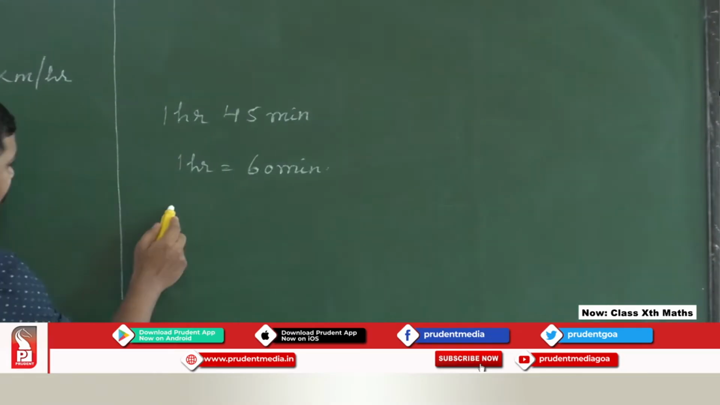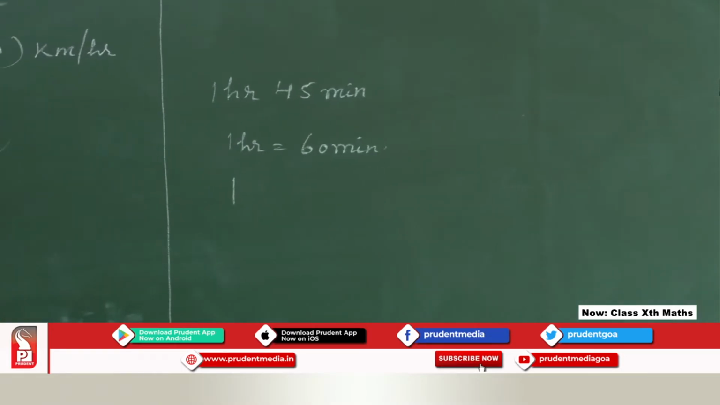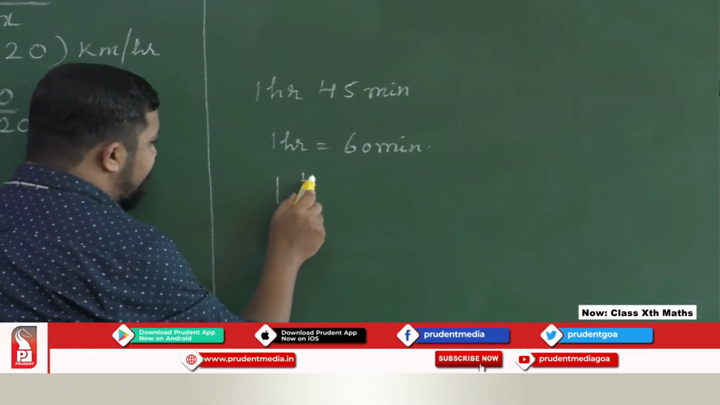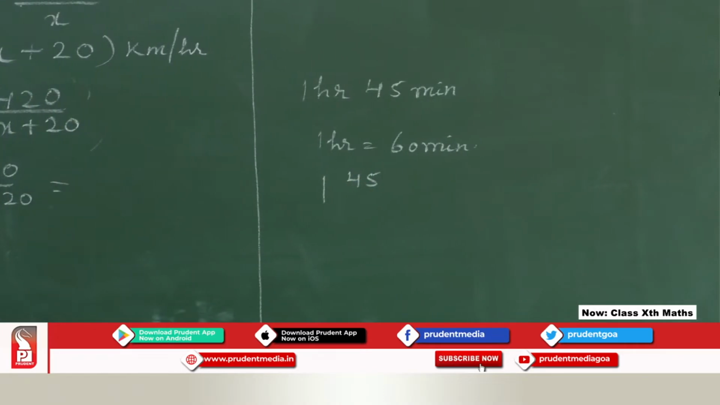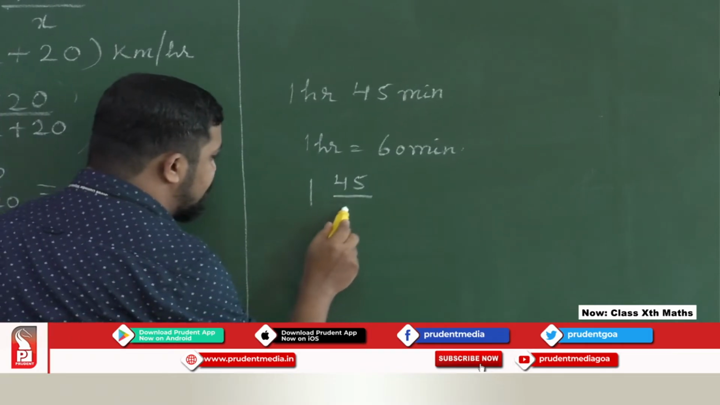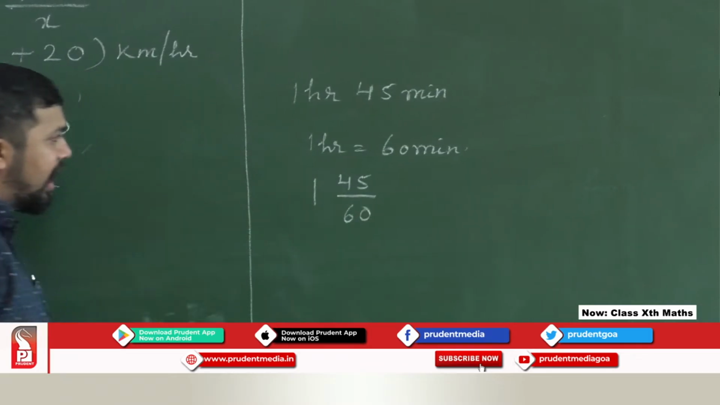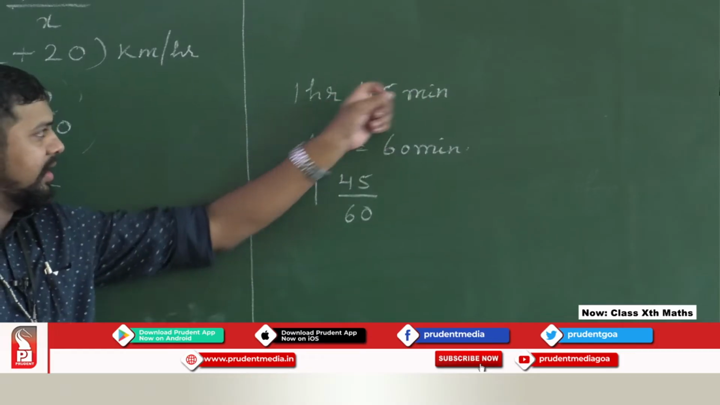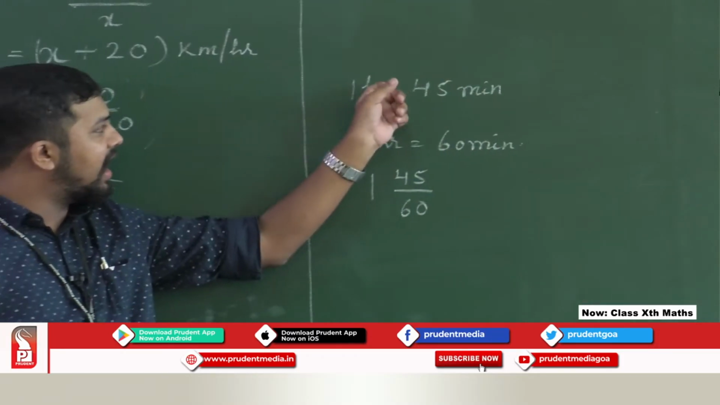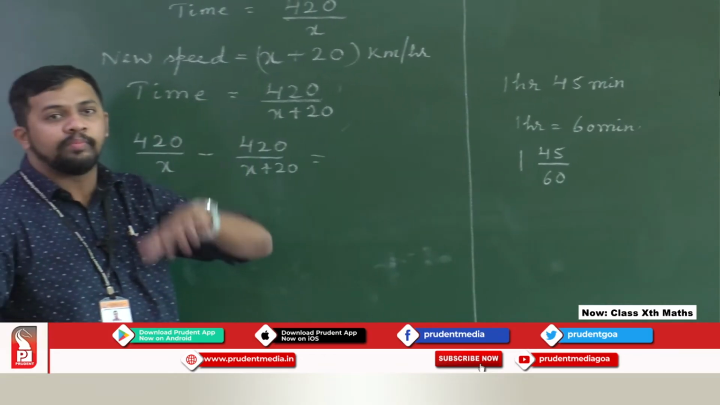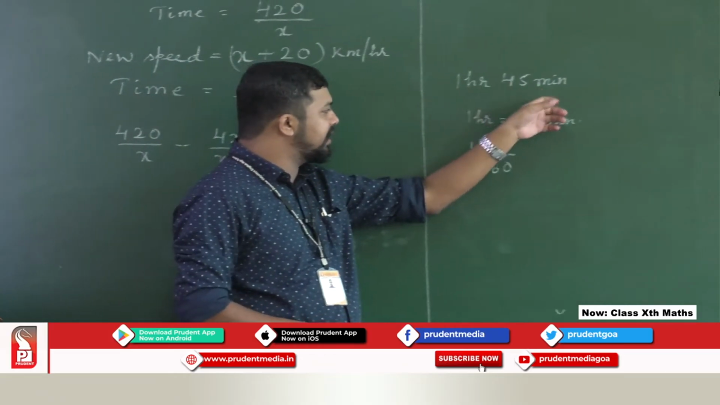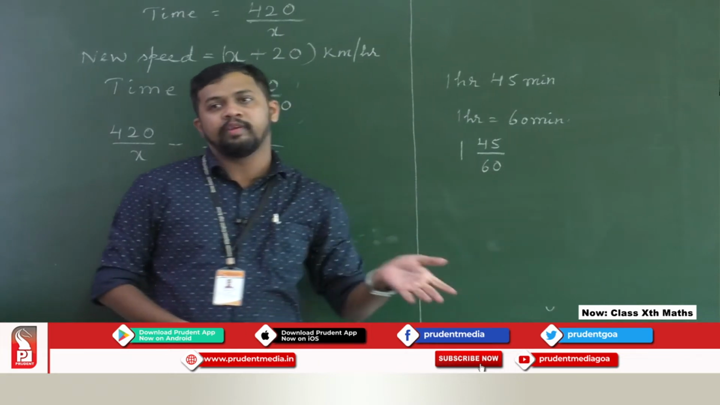So what I am doing, see, 1 hour, I will write that 1, 45 minutes, I will write that 45, and this 45 minutes I have to convert into hours. So I have to divide by 60. Because what I am doing is minutes and hours. Minute is a small quantity, hour is a bigger quantity. So when you move from big to small, we mostly multiply.